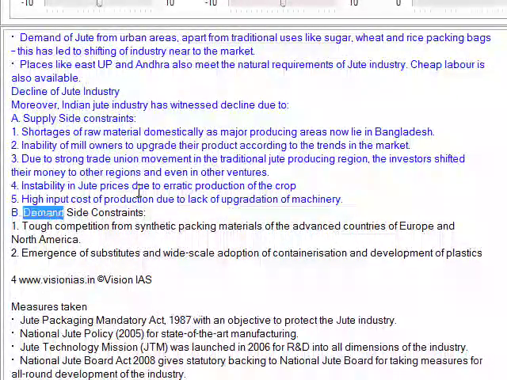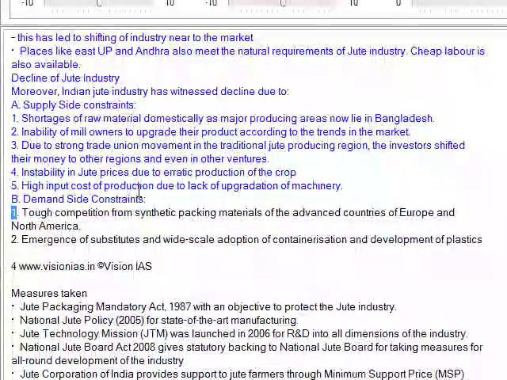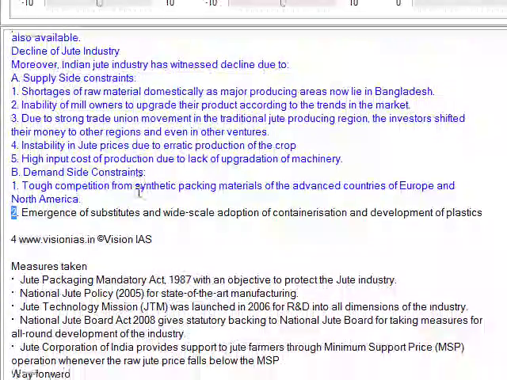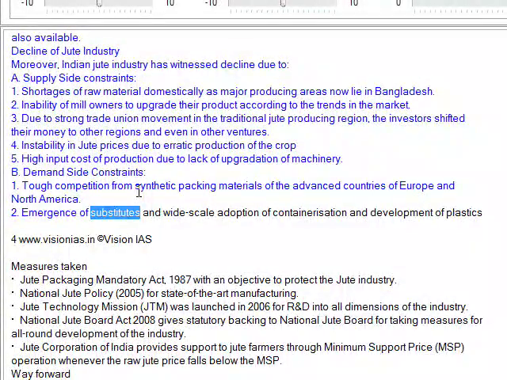B. Demand side constraints. 1. Tough competition from synthetic packing materials of the advanced countries of Europe and North America. 2. Emergence of substitutes and wide-scale adoption of containerization and development of plastics.